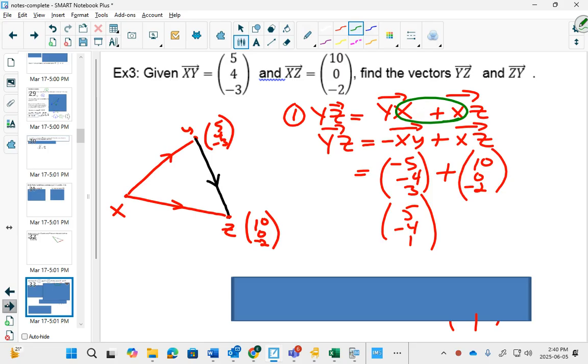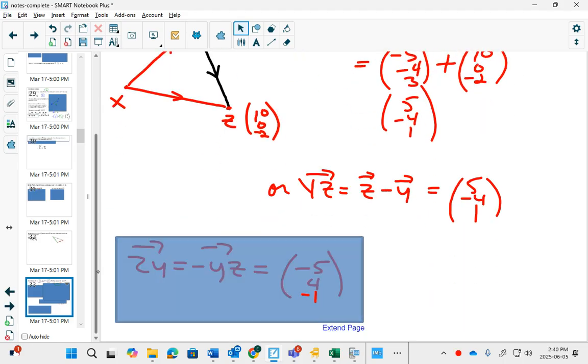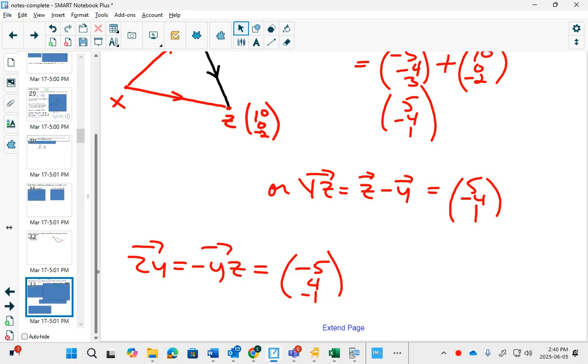Now y to x is the same as negative x to y. So I can take y to x, change it to negative x to y. Now I got numbers to put in, and I can write my vector from y to z. And similarly, if I want to find z to y, it's just negative y to z. Then I have negative 5, 4, and negative 1.